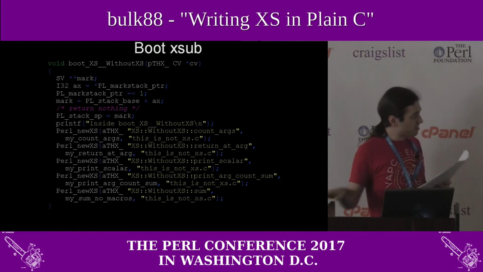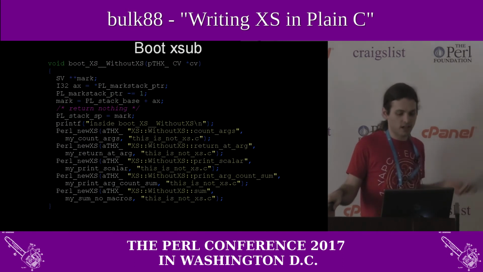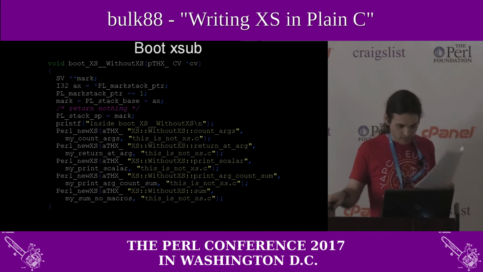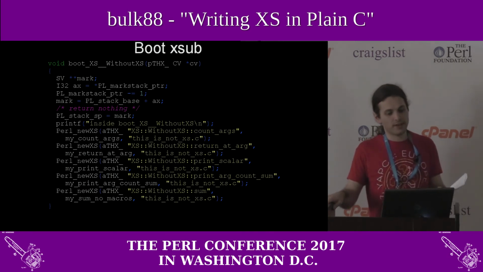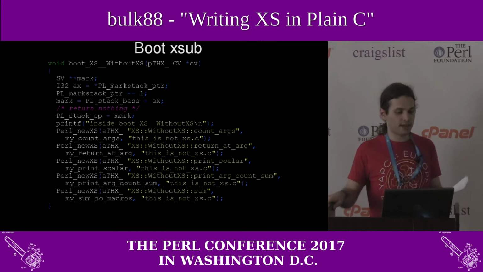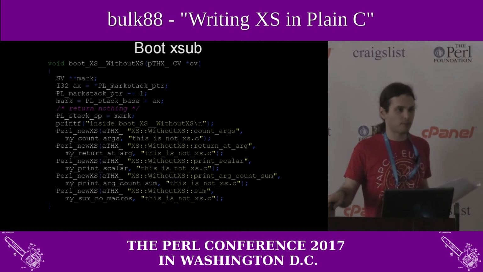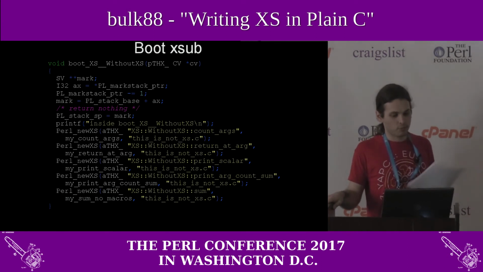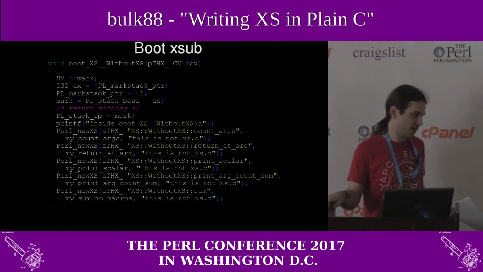Earlier, I conceptually showed a boot XSub with the yellow and blue diagram, but this is how an XSub is actually written in plain C. We have the small prototype, the small prologue at the start. We have to back up the mark stack again, which is our API contract obligation, by assigning mark to the global SP. We wipe all incoming arguments, returning an empty list to our caller.